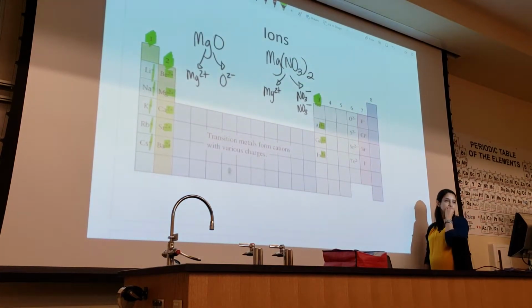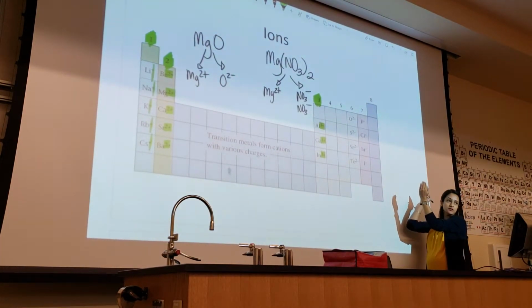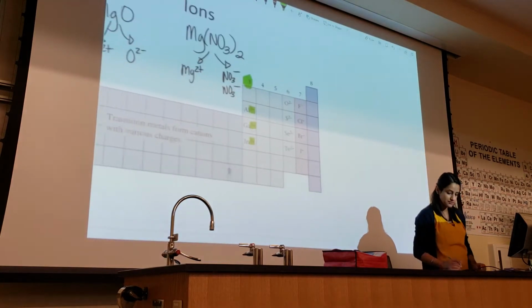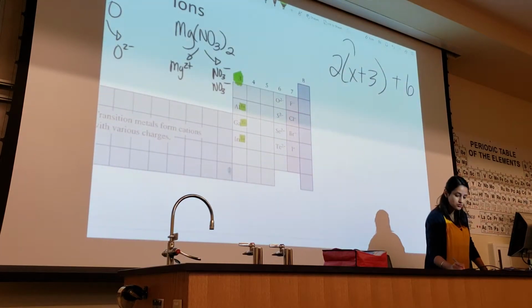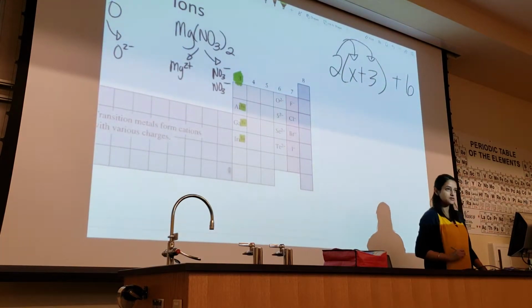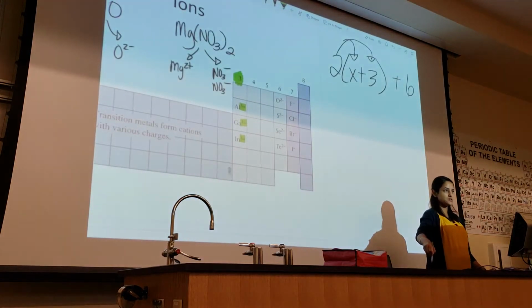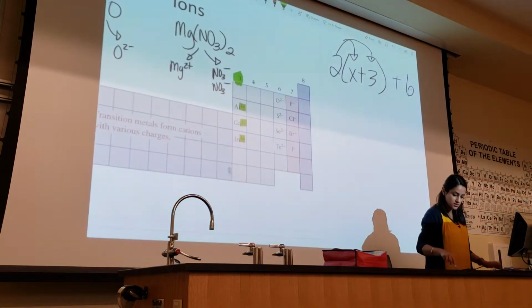So then the 2 that's after the parentheses, we distribute into the magnesium as well? No, only what's within the parentheses. So it's the same thing as when you're doing math, right? You have something like this, the 2 only gets distributed within the parentheses. We're not going to apply it to the 6, because that's outside the parentheses.